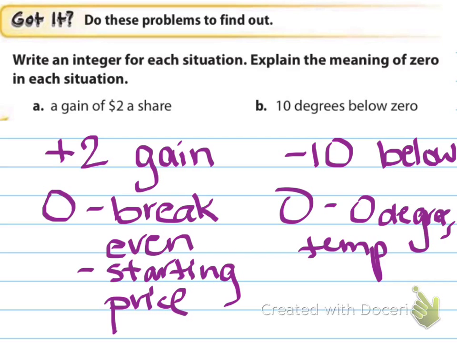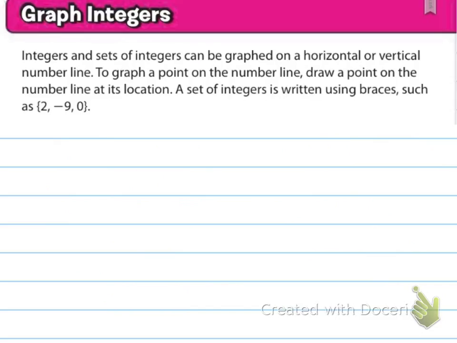For B, where it says 10 degrees below 0, it's obviously going to be a negative because the word below is going to represent decrease. And so -10, and then 0 is just representing 0 degrees in temperature. Like it's literally 0 degrees.